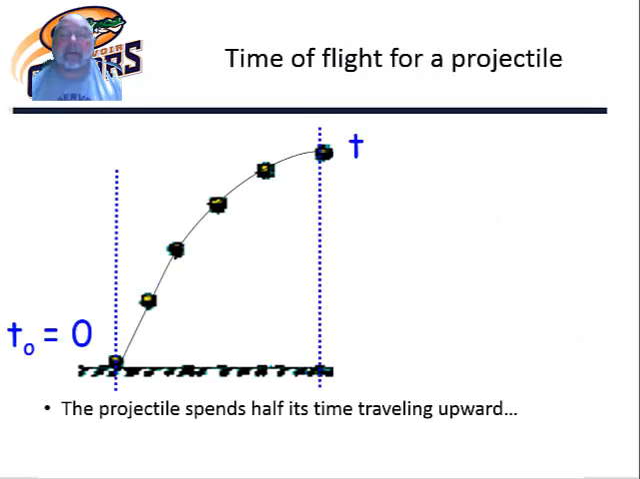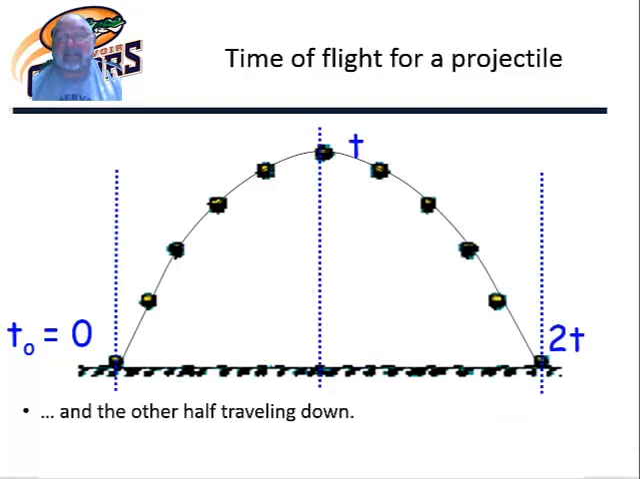The time of flight for a projectile can be calculated from its halfway point. Again, we're making the assumption that the projectile is traveling over level ground. If it isn't, we don't have this type of symmetry. So the projectile spends half its time traveling up and half its time traveling down.